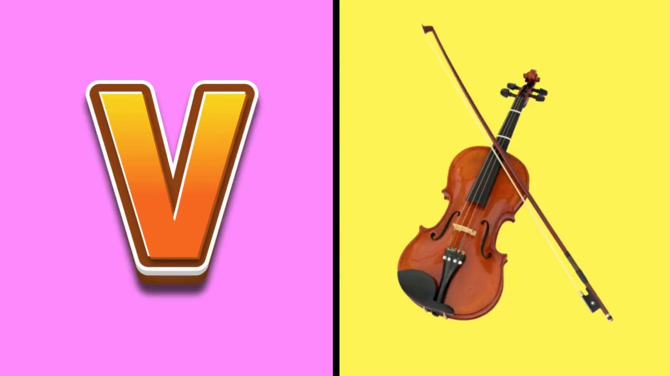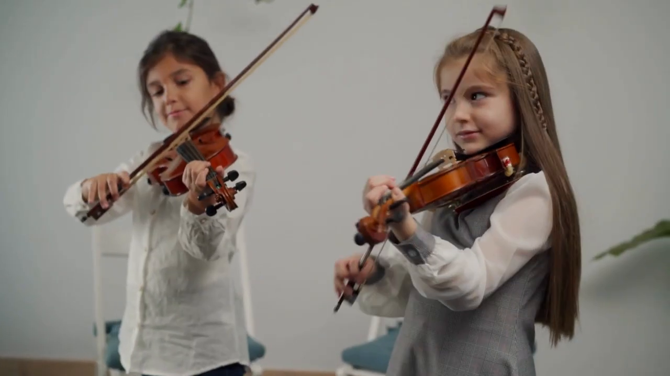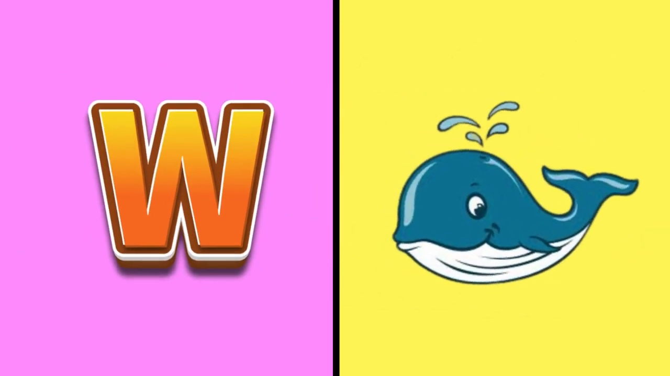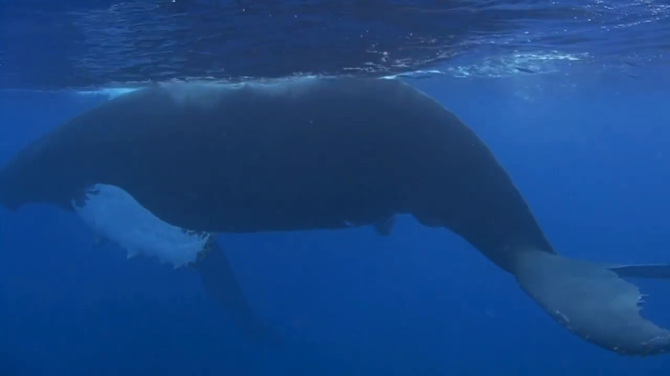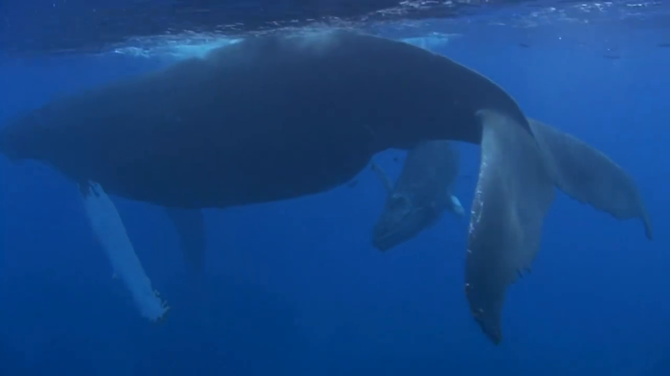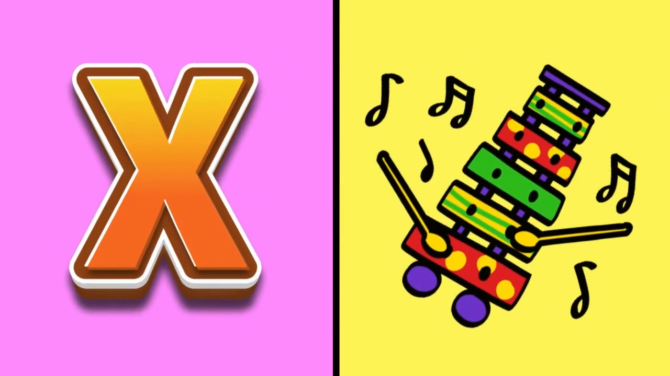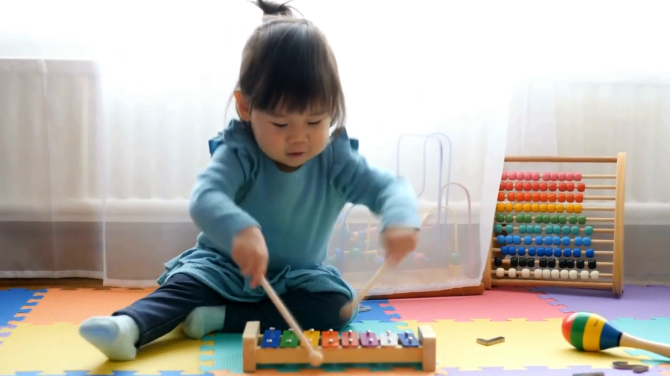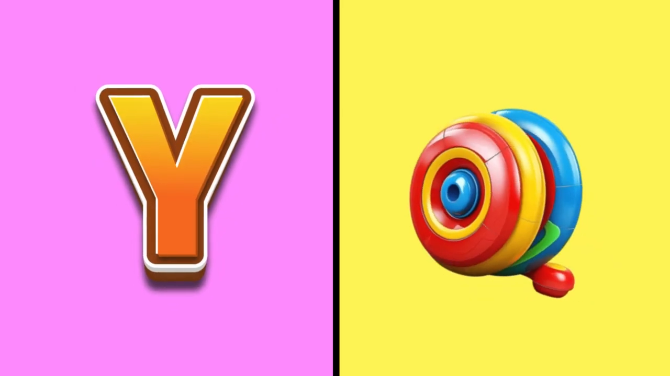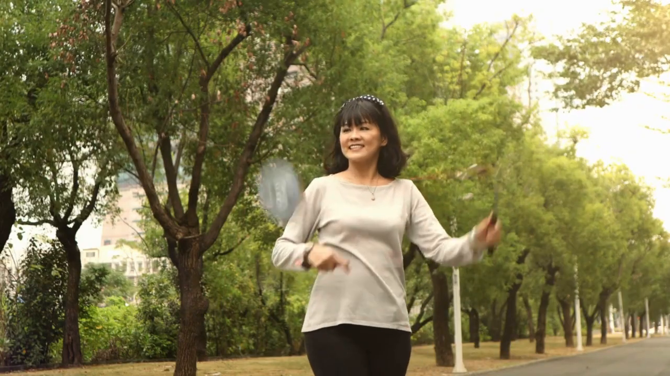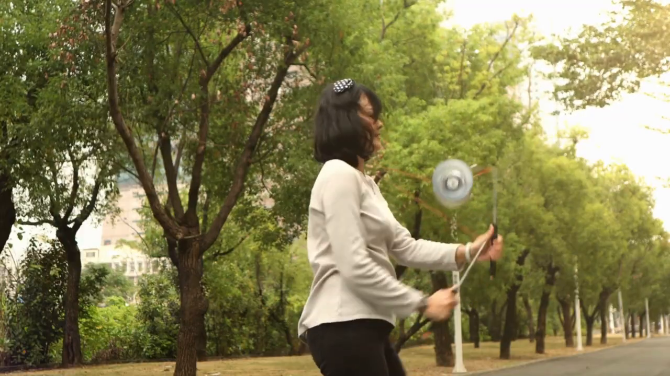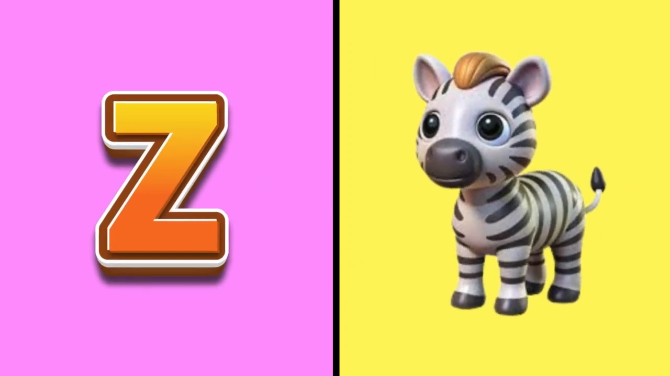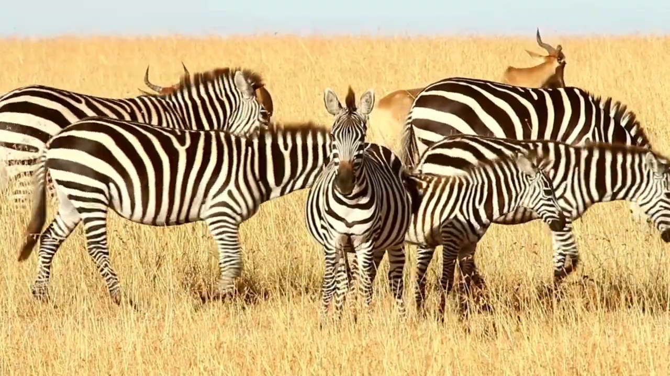V is for violin. V, violin. W is for whale. W, double whale. X is for xylophone. X, xylophone. Y is for yo-yo. Y, yo-yo. Z is for zebra. Z, zebra.